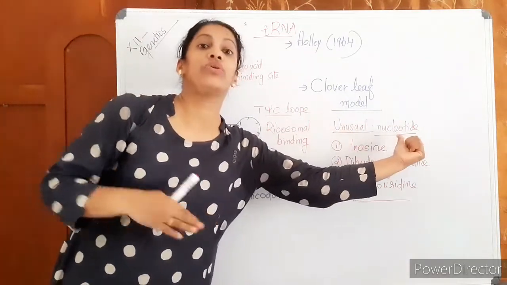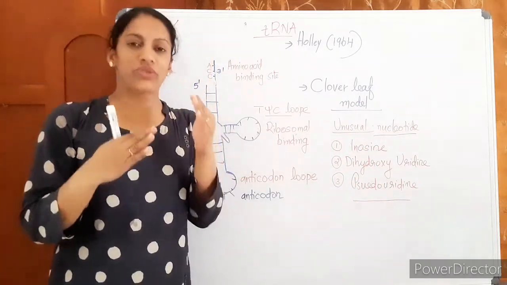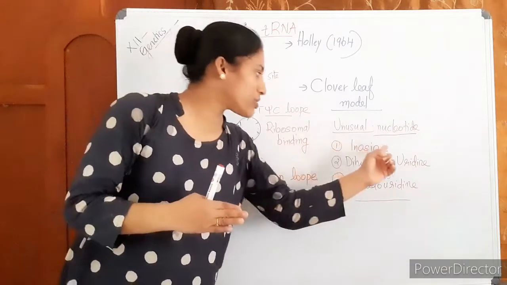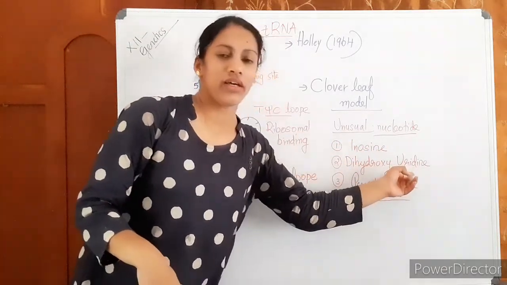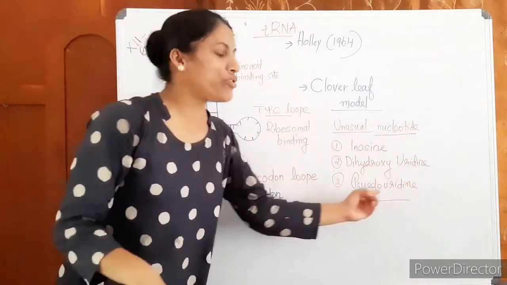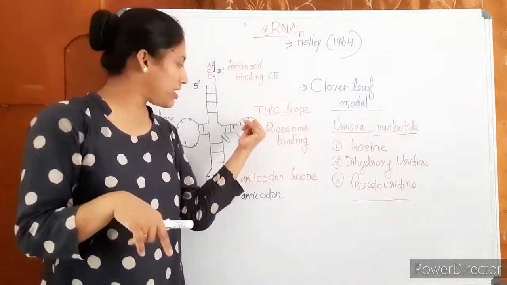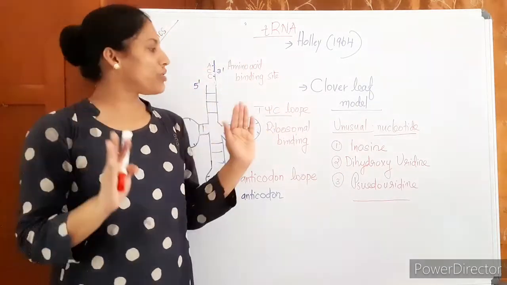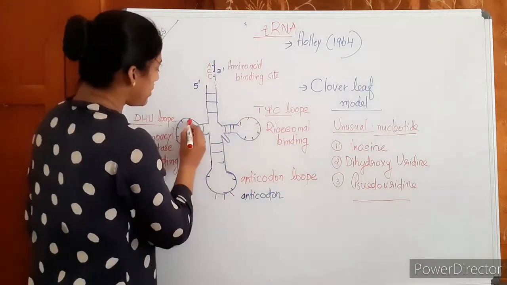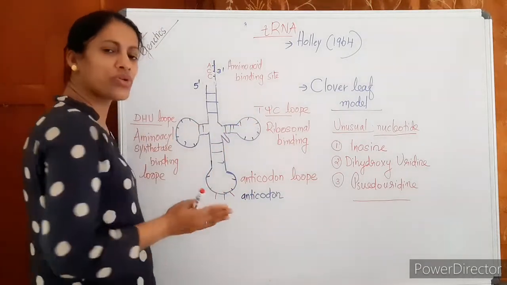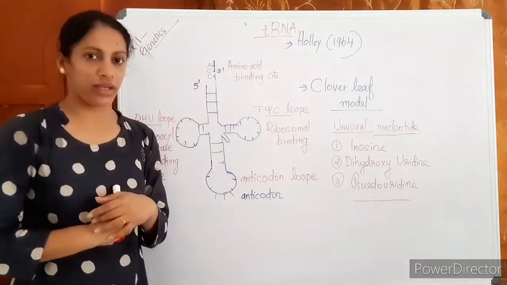There are many unusual nucleotides present inside. The 3 major unusual nucleotides are inosine, represented by I, dihydroxyuridine, represented by DHU, and pseudouridine, represented by Psi. That pseudouridine is more here. Okay. So these unusual nucleotides are present here. Here may be inosine, here may be Psi, like that. So it cannot pair. It will remain as a loop. That's about the structure of tRNA.